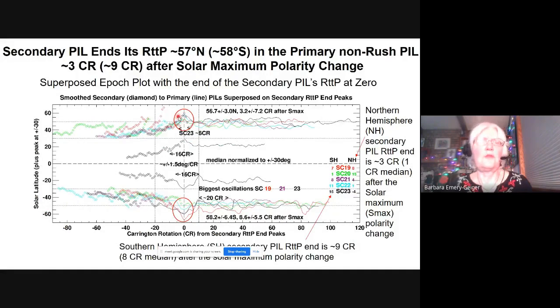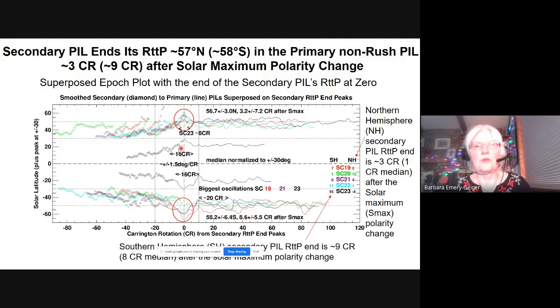So what we did is we first did a superposed epoch analysis, and we took the 0 as this transition peak. The diamonds are in the rush to the pole period of the secondaries, and the solid lines are the primaries afterwards. The only time we have diamonds at the peak is that one time where we had an early peak to the secondary polarity inversion.